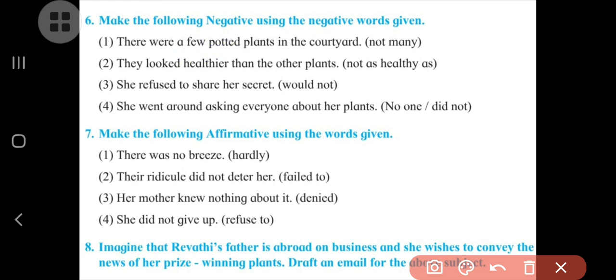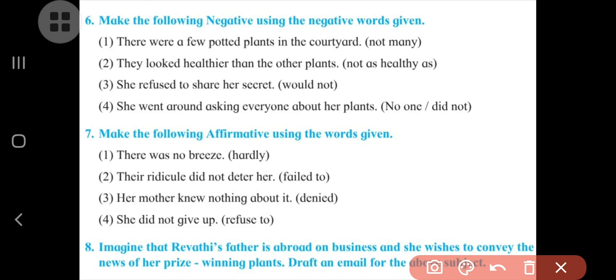There were a few potted plants in the courtyard. Now this particular sentence is affirmative. We have to make it negative without changing its meaning. So how can we convert it into negative? We can say the affirmative sentence can be changed into negative by using these negative words.